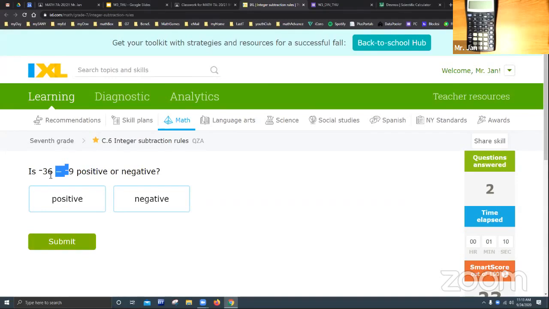Which one is greater, 36 or 9? The 36 is a greater number than 9, and the sign of the 36 is negative. So when you add, these two negative signs become positive. So the value of the first number is bigger than 9, and the sign of that number is negative. So the result would be negative.